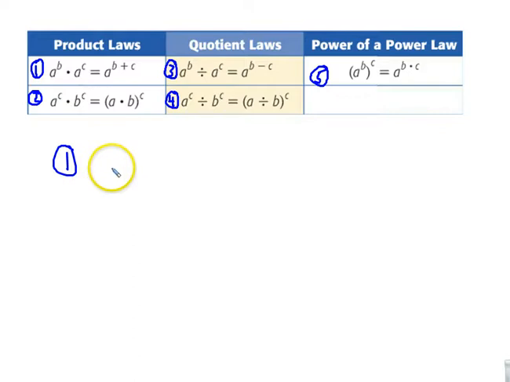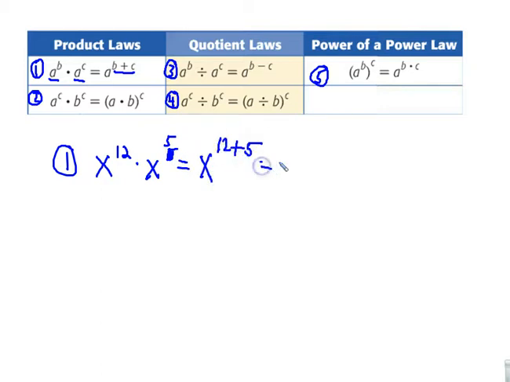Okay, so number 1, bases are the same. So that's the first thing we add. So if that's the case, when we have something like x to the 12th times x to the 5th, we're going to get x to the 12 plus 5, which is x to the 17th. Okay, 12 plus 5 is 17.